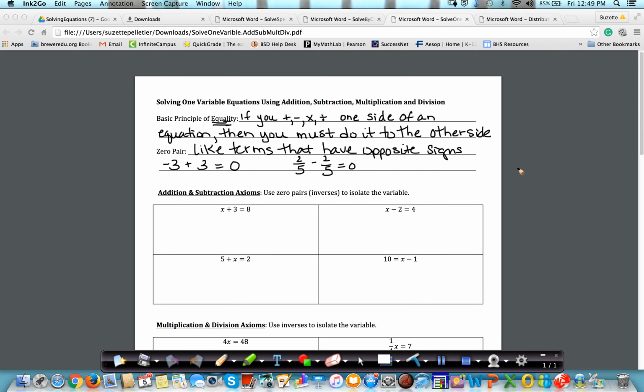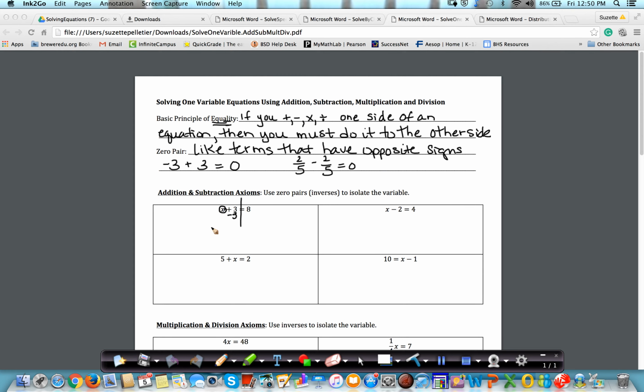So let's talk about addition and subtraction. Using zero pairs or inverses, it's another name for these, they're inverses of each other. We're going to use that concept to help us isolate the variables. So the first thing I always ask students to do is find your variables. So there's my x, and I have to undo whatever is happening to that term. You can see that right now there's an add 3 here. So in order to get the x by itself, I have to undo a +3. I'm going to make it a zero pair. I'm going to undo +3 with -3.